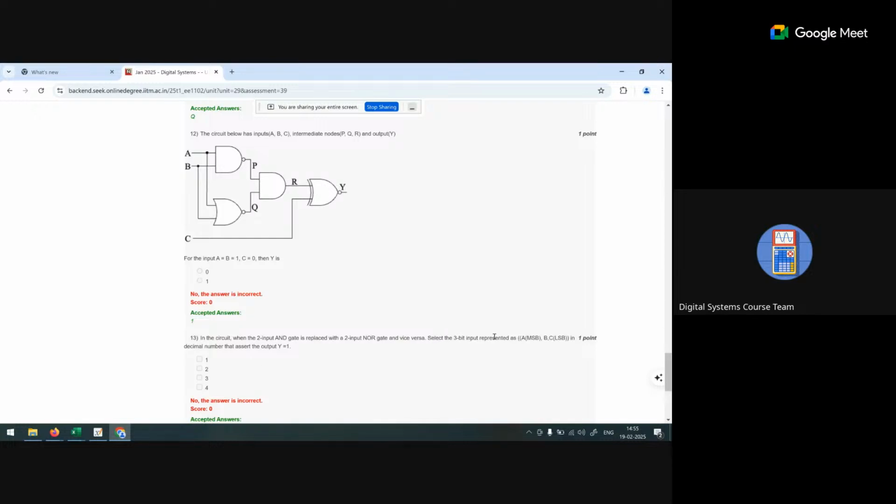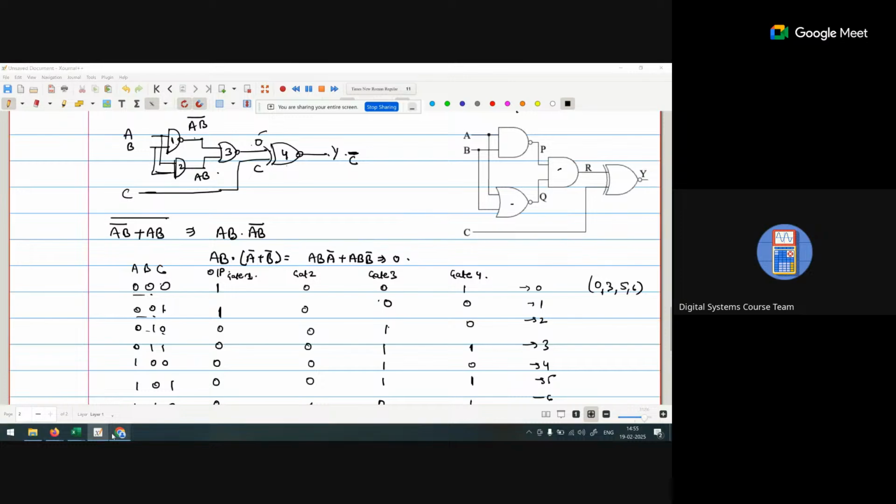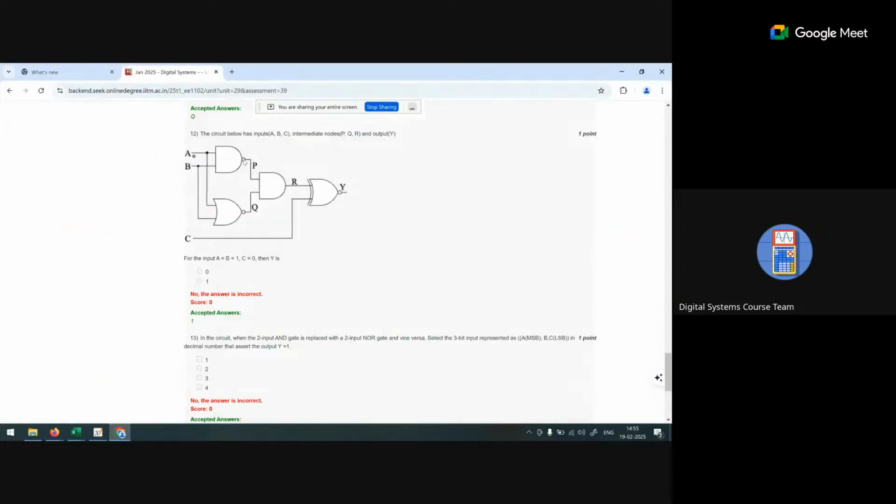Select the 3-bit input representation as MSB in the decimal number that asserts the output Y is 1. 0 1 2 3 4 5 6 and 7. So 0, 3, 5 and 6. Is there any mistake? This is the NAND.